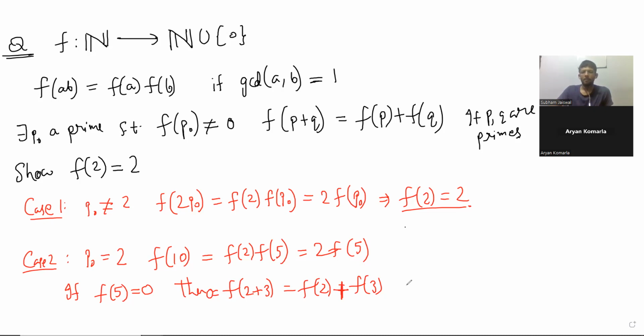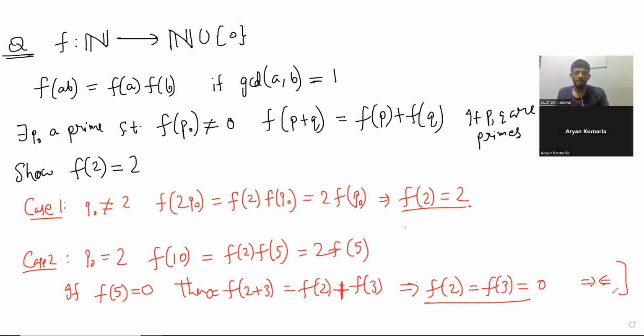But now the range is N union 0. So this can only happen when f of 2 and f of 3 are both 0. But f of 2 is given to be not 0 because P naught is 2. So this is a contradiction. So from above we can cancel f of 5 and we get f of 2 is 2.